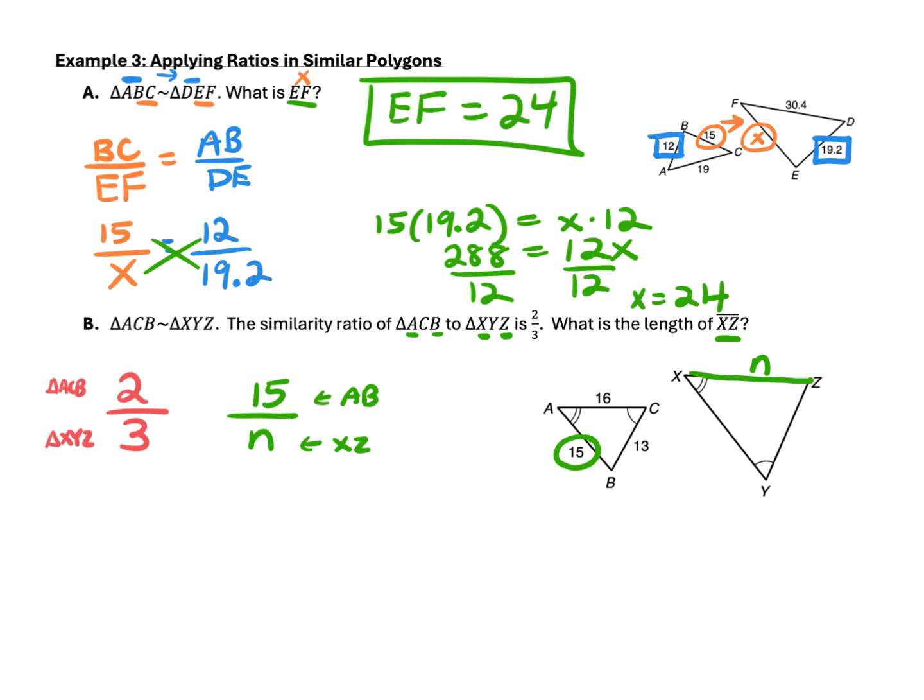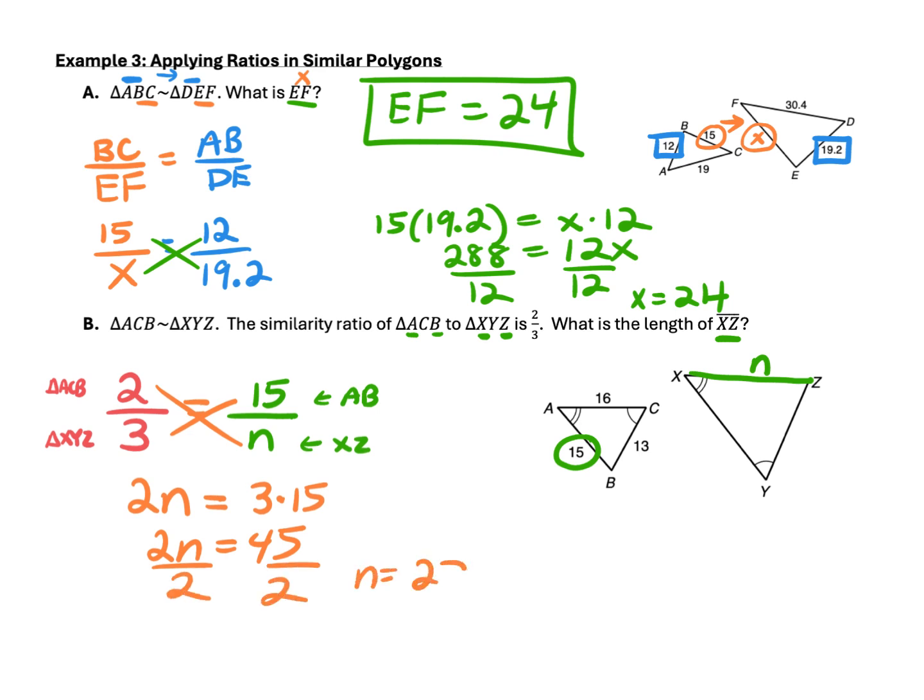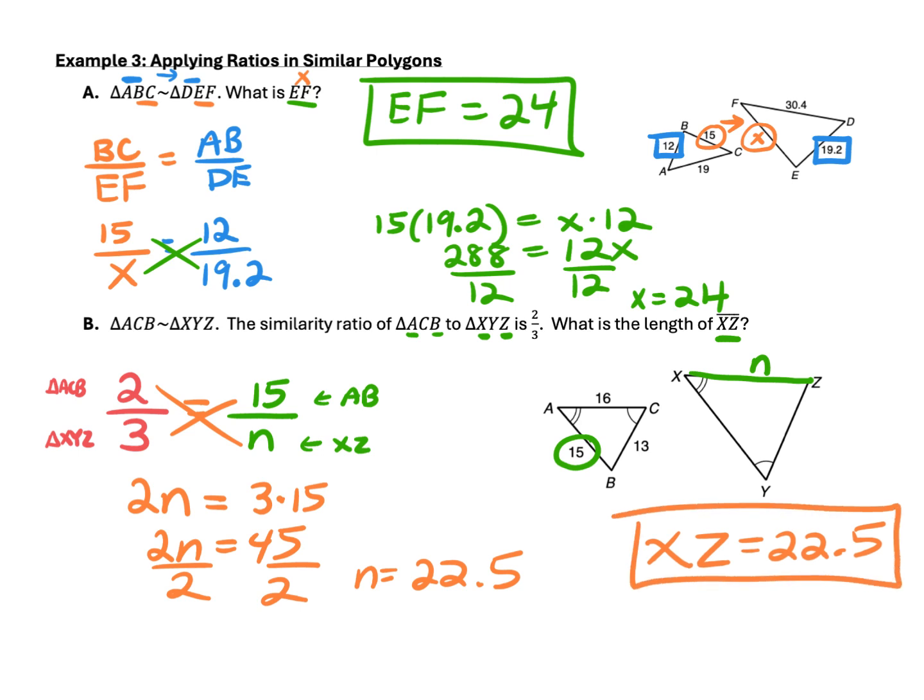So now we have a proportion, and we can solve that with cross products. 2 times n, 2n. 3 times 15 is 45. Divide by 2, and you will get 22.5. So the missing side, side XZ, is equal to 22.5. All right, let's do one more of this type. This time I have a rectangle that is 3.2 centimeters wide.